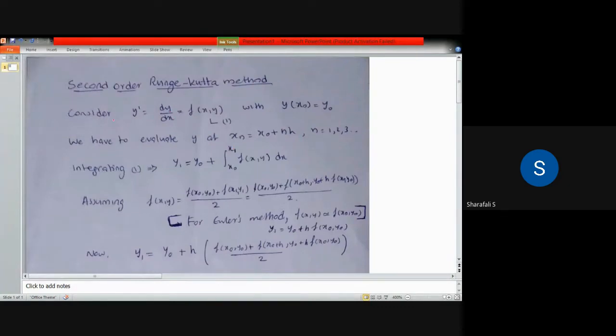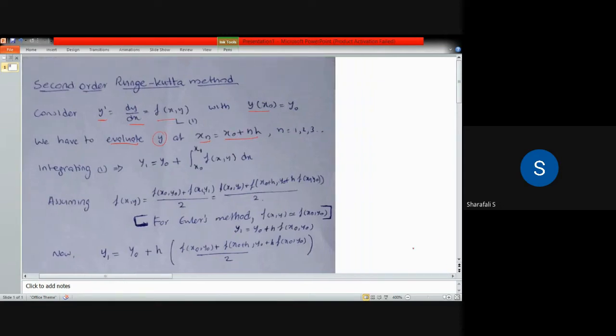So let us consider this differential equation y dash is equal to dy by dx, which is f of x comma y, with initial condition y of x0 equal to y0. This is the same as that of Euler's method that we discussed in the last class. And we have to evaluate the value of y at xn equal to x0 plus nh. How does this x0 plus nh come? That we already discussed in Euler's method.